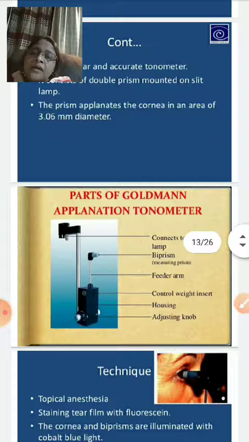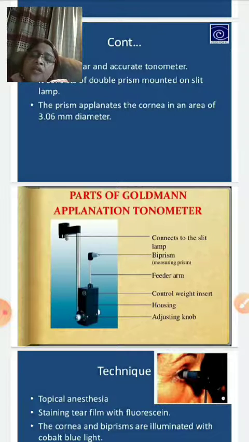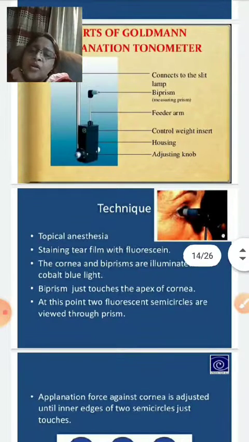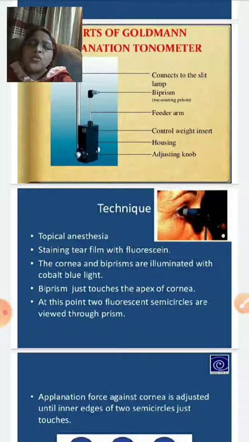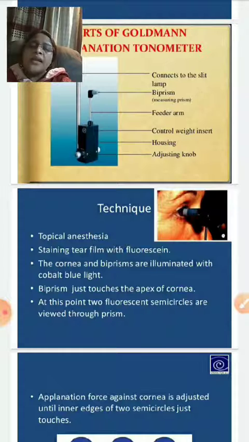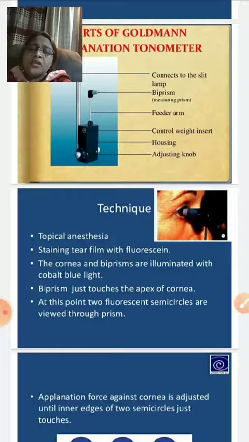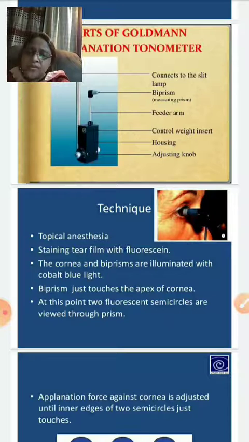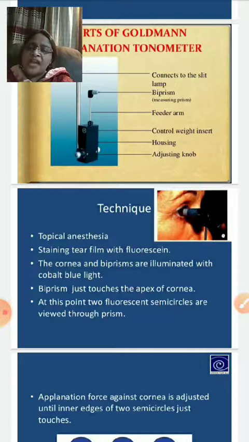The parts of the applanation tonometer: it consists of an attachment device which is attached to the slit lamp. It consists of a tension knob, a biprism, and an adjustment screw. What is the technique? This is also a type of contact tonometry. So we have to anesthetize the cornea. The test is done in a sitting position. Before we do the applanation tonometry, the precorneal tear film has to be stained with sodium fluorescein. The biprism is used to applanate the cornea, that is flatten the cornea.